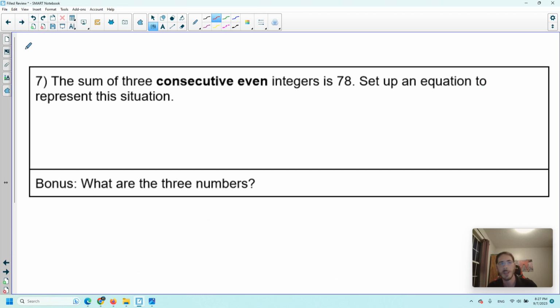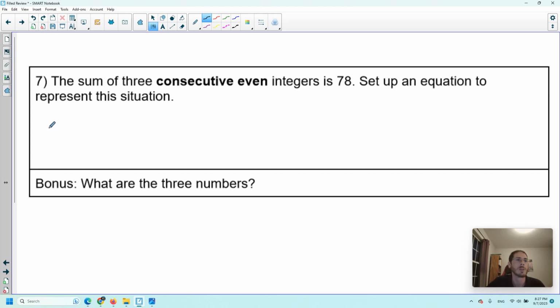All right, number 7, we did one just like these in class as well. The sum of 3 consecutive even integers is 78. Set up an equation to represent the situation. So we don't even need to get the numbers. That's just bonus if you can get the 3 numbers. The whole goal here is to make the equation. And we also talked in class about the 2 different ways to do this one.